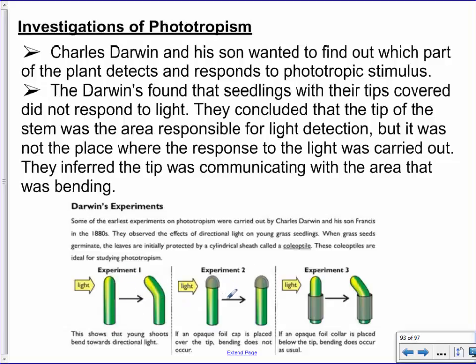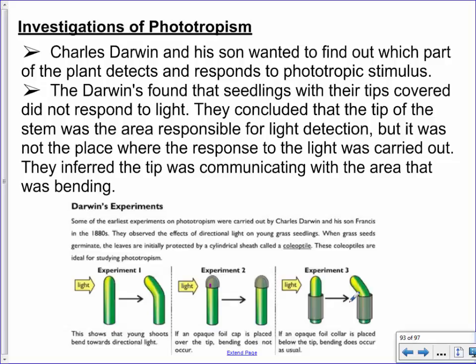Then he manipulated, and what he did is he put a little covering over the top of the tip of the plant. And he discovered that if he did that, the plant didn't actually bend anymore. And just to confirm that, he did kind of the opposite. Rather than putting a covering over the tip of the plant, he put a covering around the rest of the plant, but left the tip of the plant exposed. And oddly enough, in the third example, the plant actually started bending again.